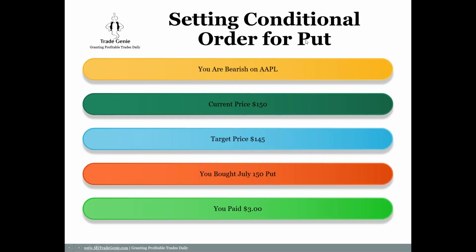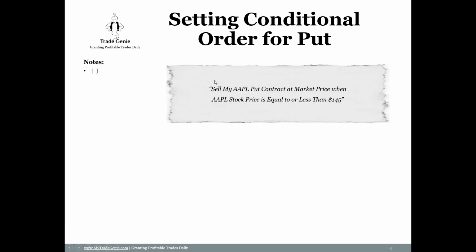Now, setting the conditional order for puts. You're bearish on Apple, the current price is 150. Let's say Apple is trading at 150, the target price is 145, and you bought a July 150 put, and you paid $3. Now the target is on the lower side, so you will set the conditional order for the put: sell my Apple put contract at market price when Apple stock price is equal to or less than 145. There is a sign, equal to or less than, and for calls, equal to or greater. So when Apple hits 145, sell my contract. And you don't have to sell.